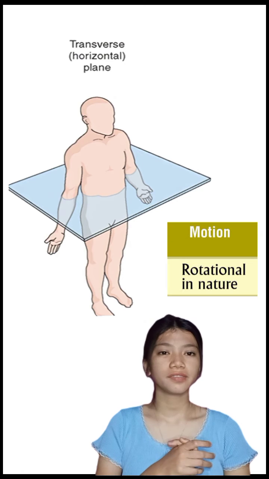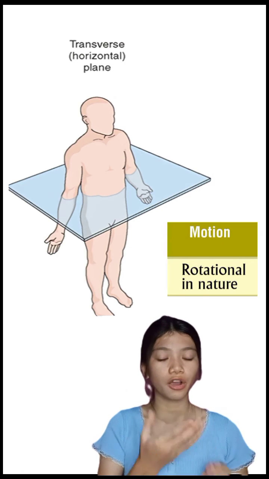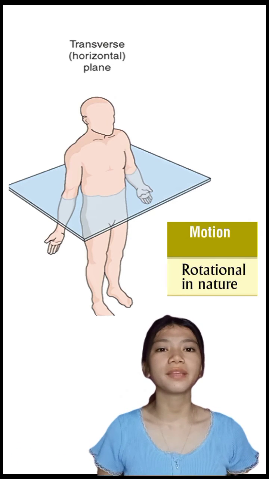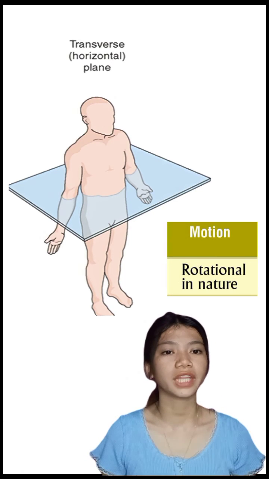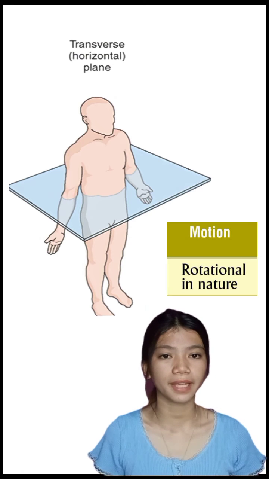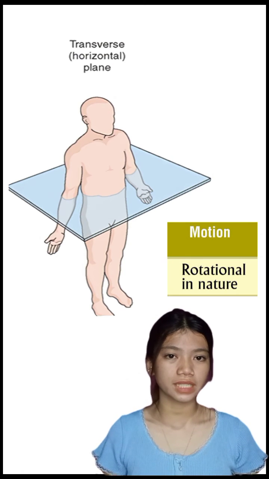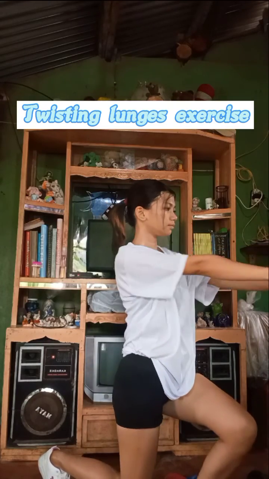And lastly is the transverse plane, also known as the horizontal plane, which cuts the body into top and bottom halves, and twisting movements of rotation types occur in this plane. So an example is this video. This exercise is an example of the transverse plane. It's because it cuts the body into top and bottom halves.